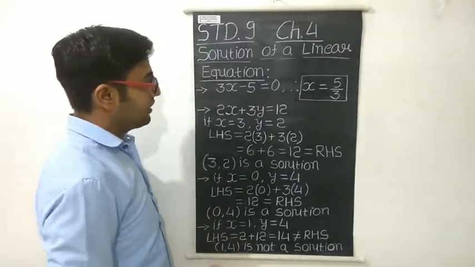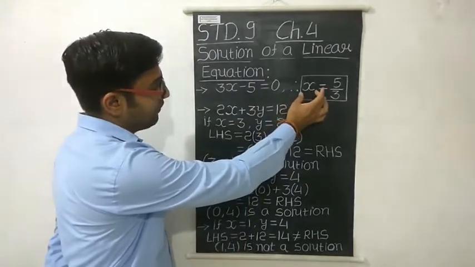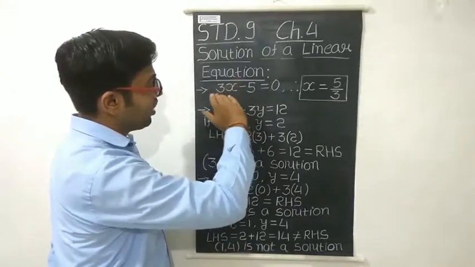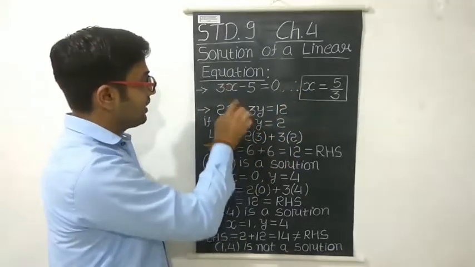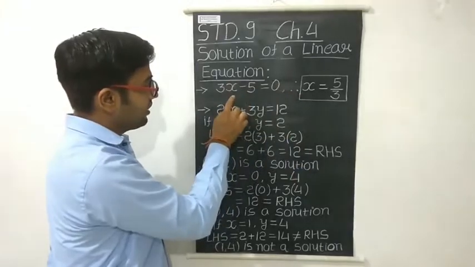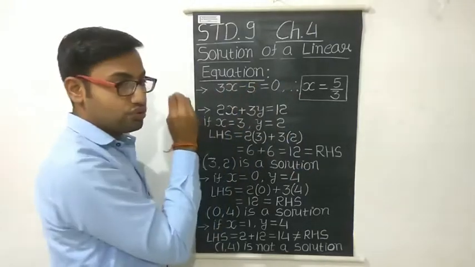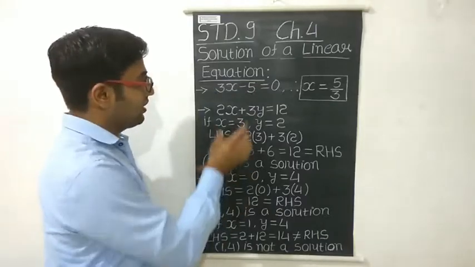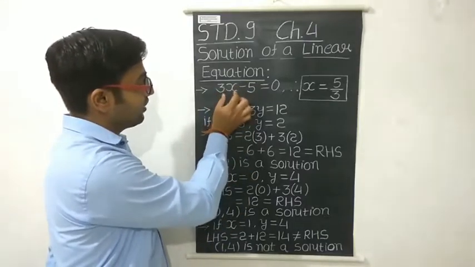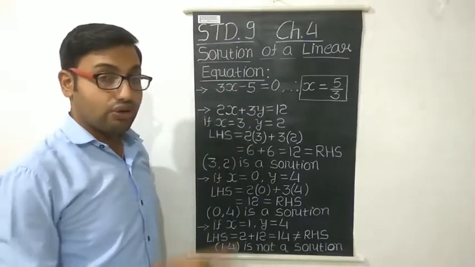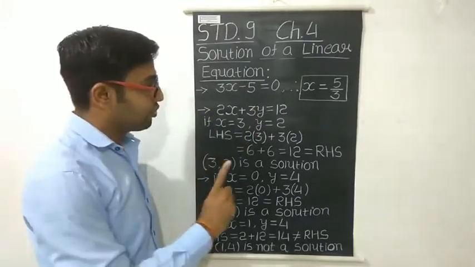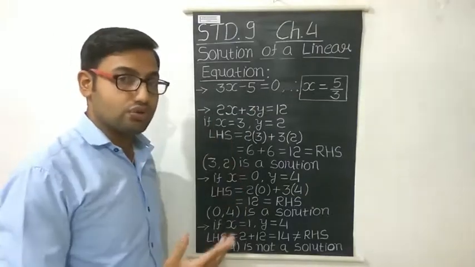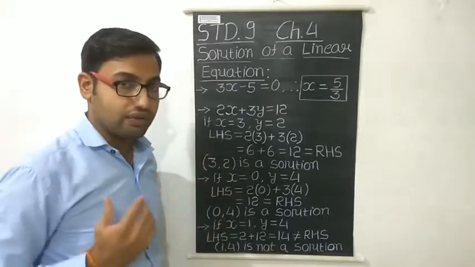Once again, the solution means if we put the value of x here, we get the total value that we have given on the right hand side. So by taking x is equal to 5 by 3 here, we get the total value equal to 0. No other value of x is possible such that by putting it here, we get 0. Only one value is possible. That is why the linear equation in one variable has a unique solution. Unique means one and only one.